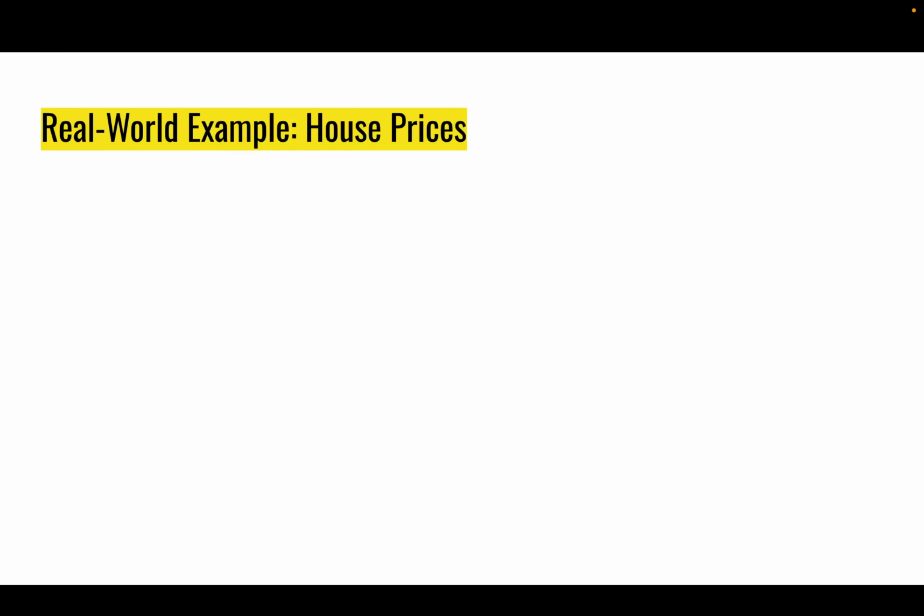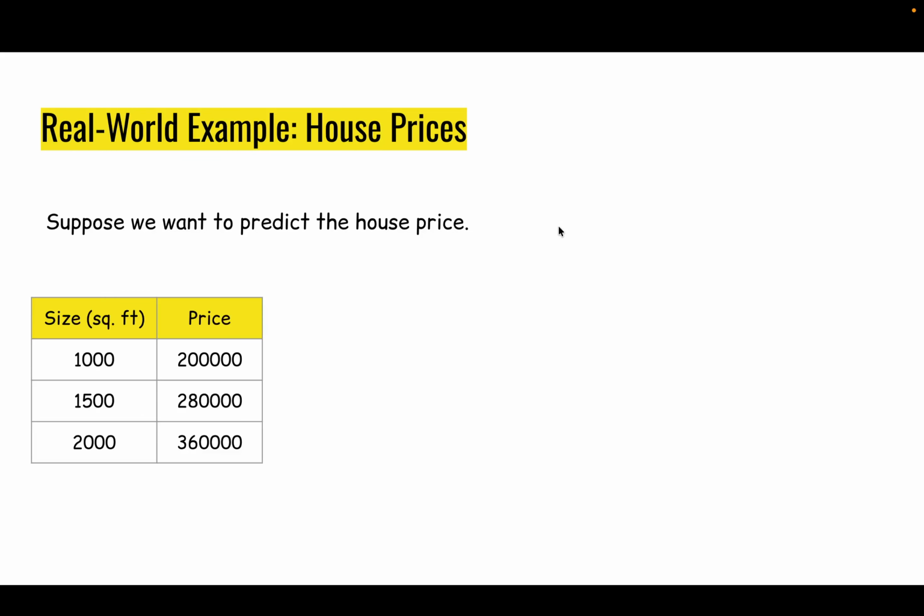Now let's talk about a real world example, which is house price. Consider we want to predict a house price, and you are given a data set with square feet size and price: 1000 square feet is 200k, 1500 square feet is 280k, and 2000 square feet is 360k. You apply your linear regression model and you get your linear equation, which is price equals 160 times size plus 40,000. The 40,000 is the intercept, and 160 is the slope.